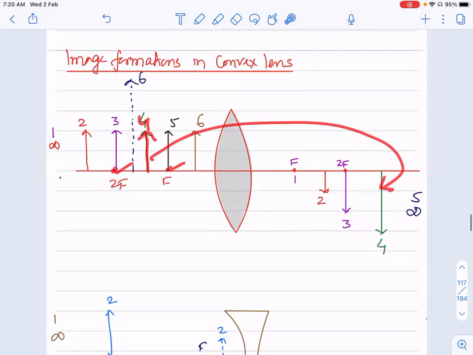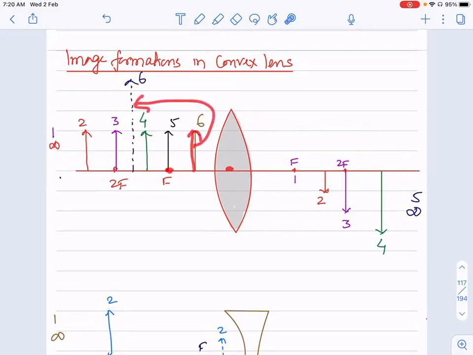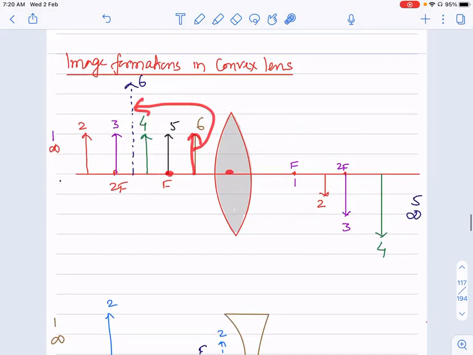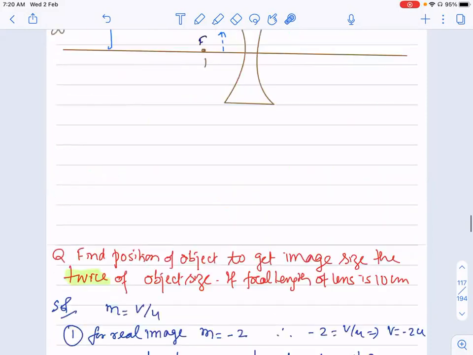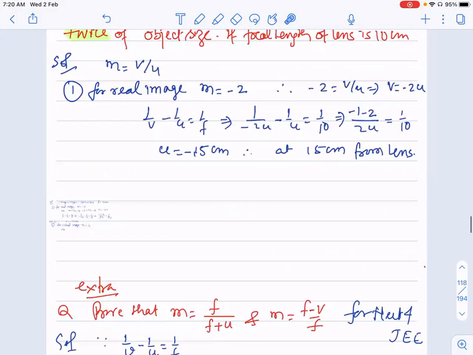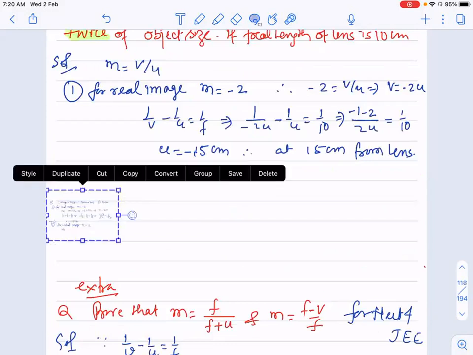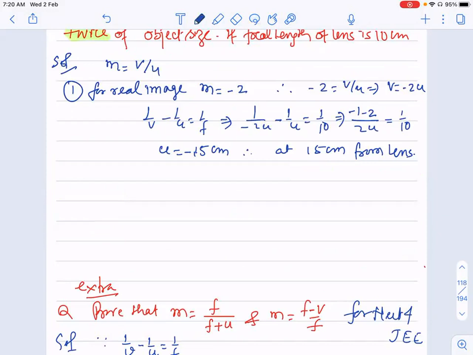Second one will be within F, यहाँ और लेंस के बीच में. इससे बड़ी इमेज बनेगी इधर, but that will be virtual. So let's see. Second one is for virtual image. M is +2. Therefore, 2 is equal to v by u. v is equal to 2u.